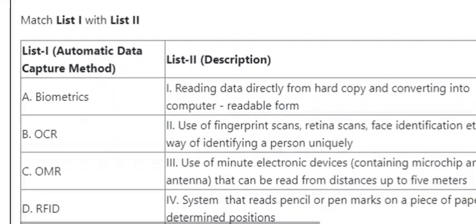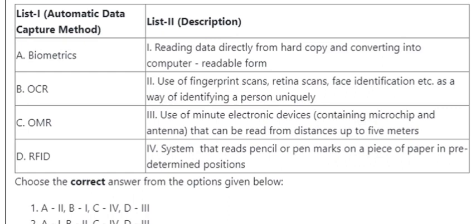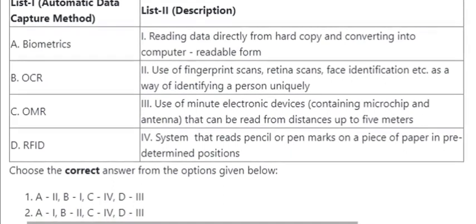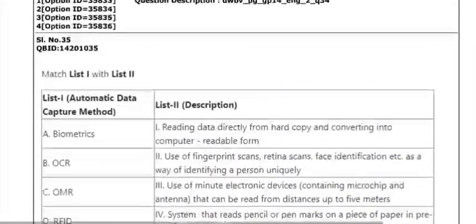Next, 35 says we have to match list 1 with list 2. In list 1 we have automatic data capture methods. In list 2 we have descriptions. A, B, C, D, like these options are given. Biometrics, OCR, OMR, RFID. And in list 2 we have descriptions. Let me read it. 1 says reading data directly from hard copy and converting into computer readable form. 2. Use of fingerprint scans, retina scans, face identification, etc. as a way of identifying a person uniquely. 3. Use of minute electronic devices containing microchip and antenna that can be read from distances up to 5 meters. 4. System that reads pencil or pen marks on a piece of paper in predetermined positions. So these are the options as you have seen.